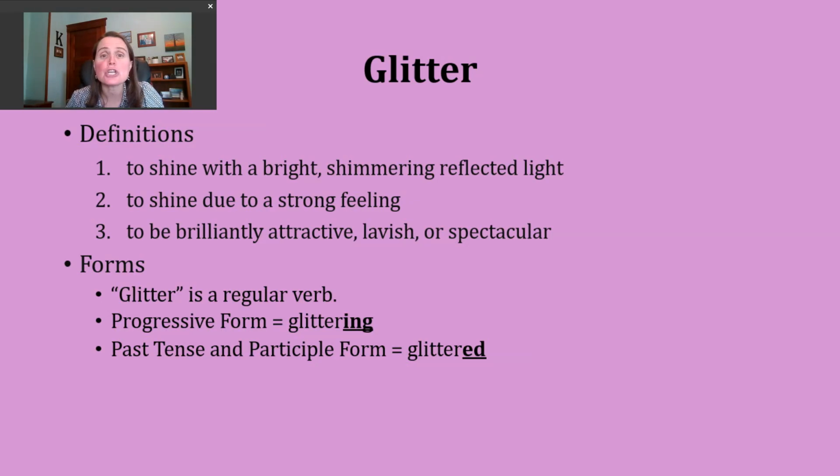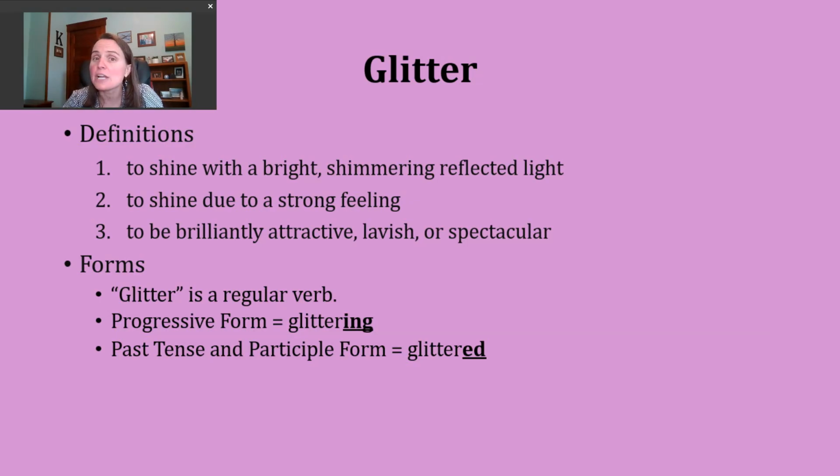For now, you should know that glitter is a regular verb. If you want to make the progressive form of this verb, all you need to do is add ing, and that forms glittering. The past tense and the participle form of our verb can be made by just adding ed. Now, the base verb, glitter, ends in a voiced R sound. This means when I add the ed ending, I'm just going to make a D sound, and I'm not going to add an extra syllable as I say it. The past tense and the participle form of the verb should sound like this: glittered, glittered.